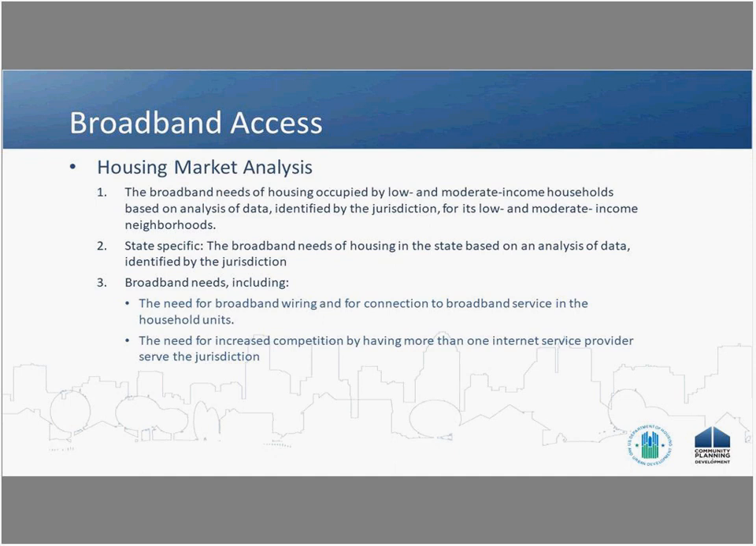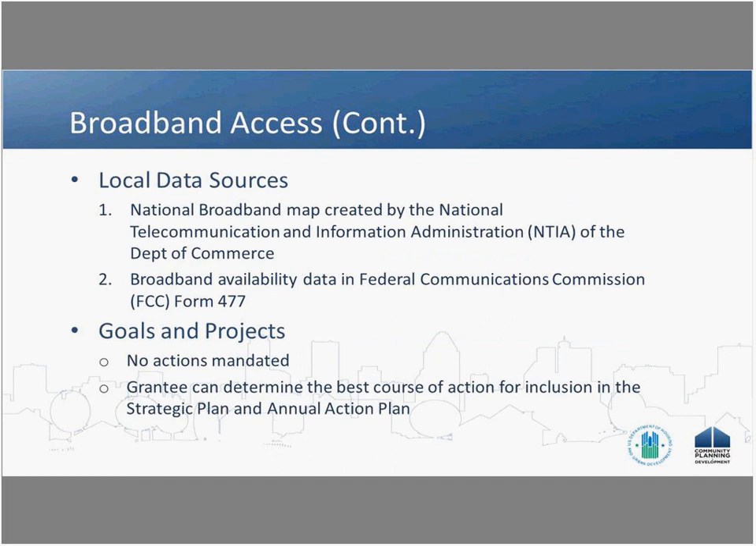You need to analyze that data based on access for low- and moderate-income neighborhoods. It should be a local and a state-specific analysis. It's going to look at specific broadband needs, such as wiring, connected activity within household units, and the level of competition in the local market for internet services. Some data sources are available, such as the National Broadband Map and the data availability that the FCC puts out. I want to note that there aren't any specific goals or projects mandated here, and it's really at your discretion how you include this in your five-year strategic plan and your annual action plans. However, the consultations and the analysis are required.